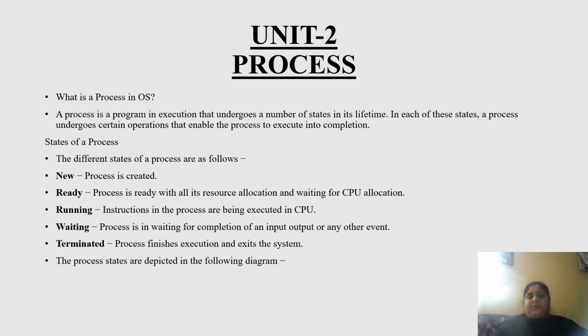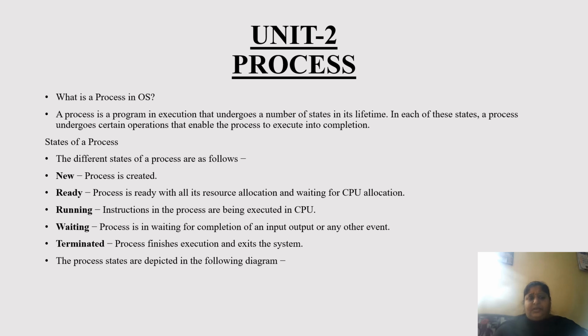Process is a program in execution that undergoes a number of states in its lifetime. In each of these states, a process undergoes certain operations that enable the process to execute to completion. The states of the process are listed below. First is new, next is ready, next is running, waiting, and terminated.